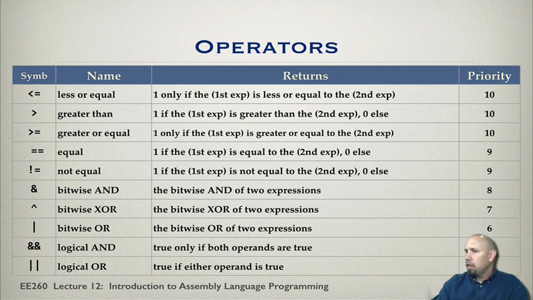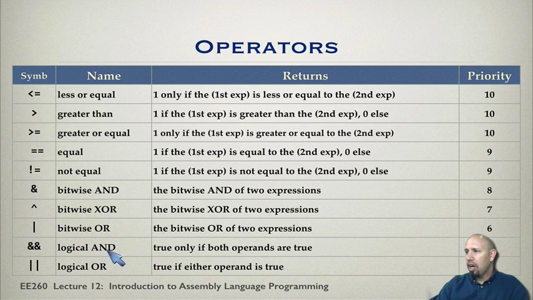We have, for example, these comparison operators: less than or equal to, greater than or equal to, equal or not equal. These three have the same priority. These two have the same priority, which is less than this priority. Okay. Then we have bitwise expressions: AND, exclusive OR, and OR. Notice that these have definite priorities. AND has higher priority than exclusive OR, and exclusive OR has higher priority than OR, which is kind of interesting.